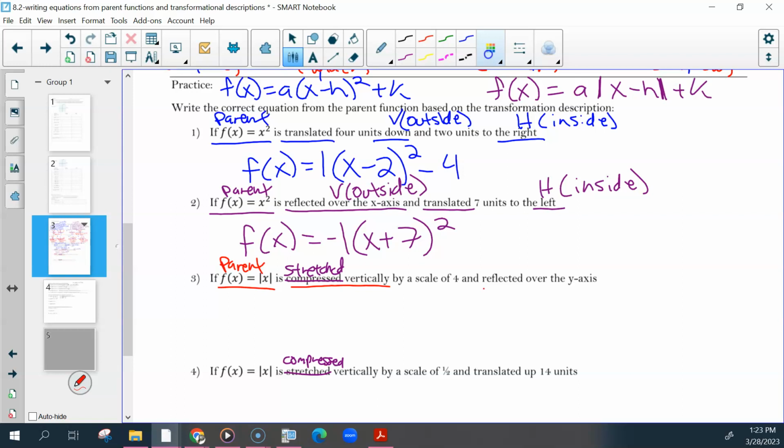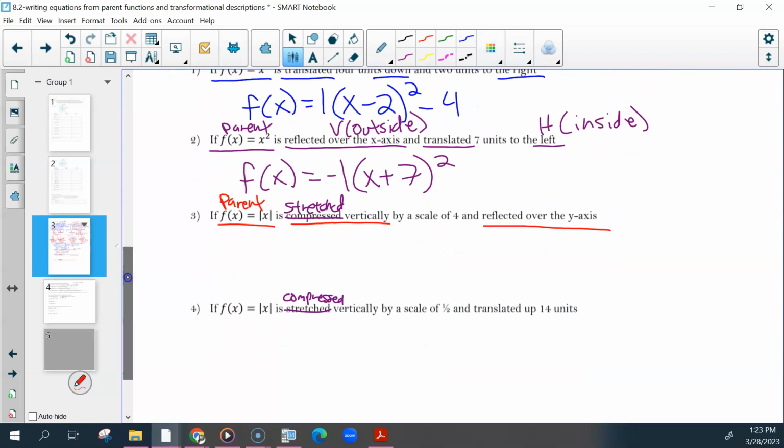Reflected over the y-axis. So because we know already that this is vertically, is that going to be inside or outside? Outside. And then if it's reflected over the y-axis, so either look back at your summary, your pictures. If this is your y-axis and it's reflecting over it, would that be horizontal or vertical? Horizontal. Or would that be inside or outside?